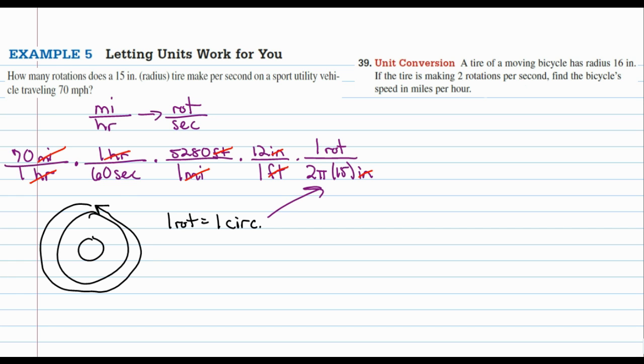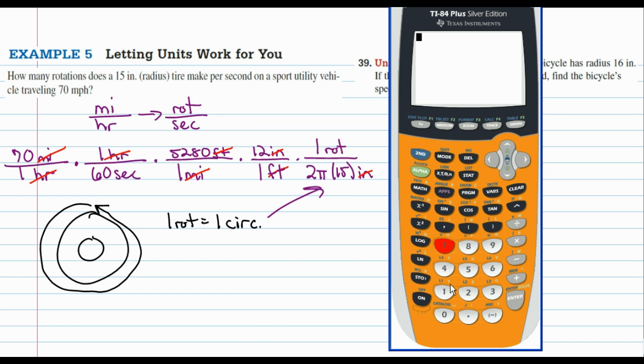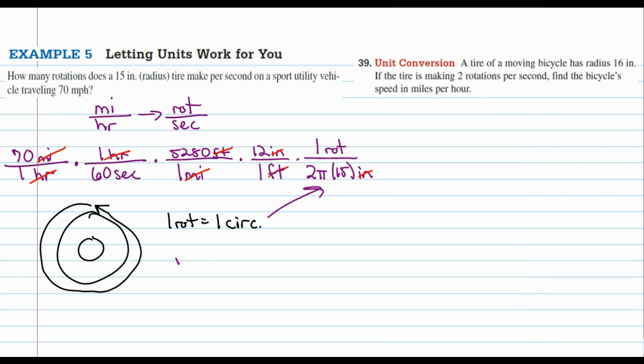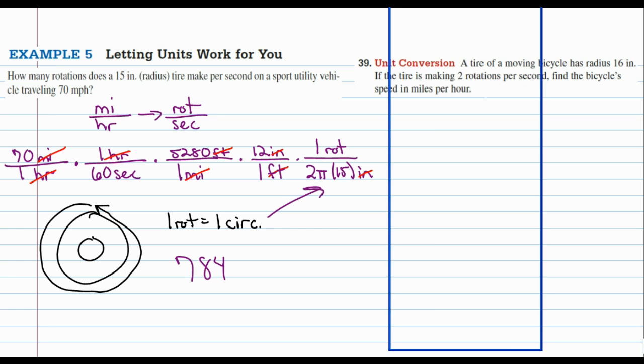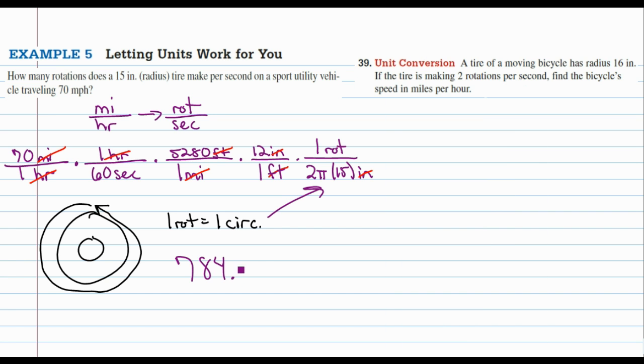All I need to do is on my calculator multiply the numerator, multiply the denominator, and divide. So let's try 70 times 5,280 times 12. Hit enter. Now I'm going to divide by, and I'm going to put all this in parentheses because it all needs to go together, 60 times 2 times pi times 15, and I get 784.32 rotations per second.